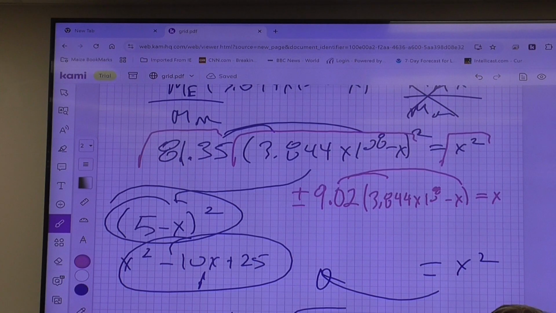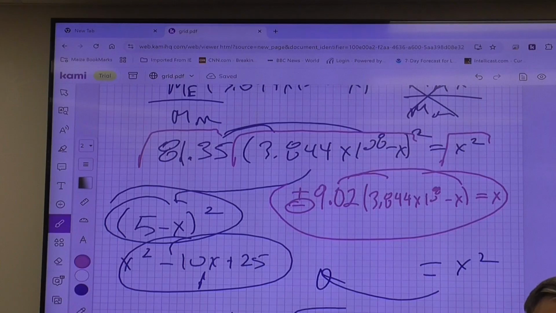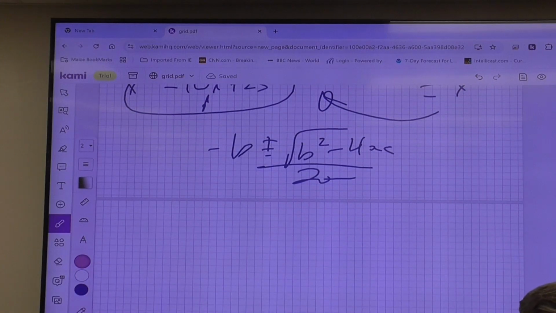Okay? The second solution is going to come when you repeat the same process, but you start with negative 9.02. You distribute negative 9.02 over this, move all your x's to one side, solve for x. Okay? This turns into just an algebra problem versus a quadratic. How you solve the problem, I don't care. But here's what you should see.